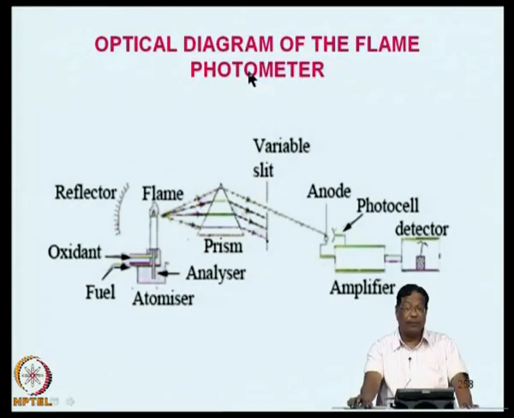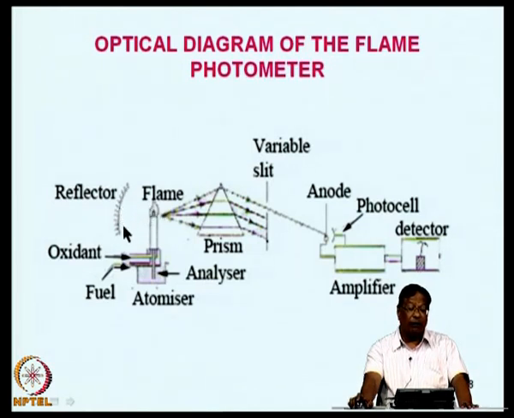So, that will relieve you of some of the routine statistical evaluation, that will take the averages and things like that. And if you take a look at the optical diagram of the flame, look here, I have put here the typical optical diagram, and here is our nebulizer, fuel, oxidant and analyzer. Sample is taken up here and there is a flame here. Into the flame I am introducing the sample.